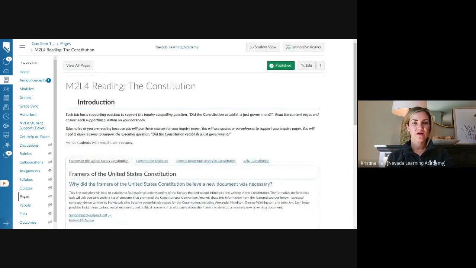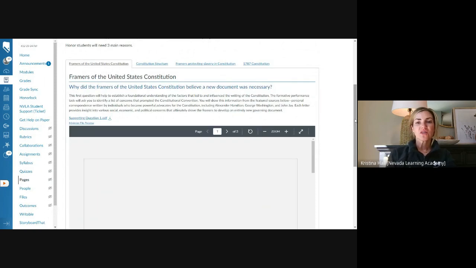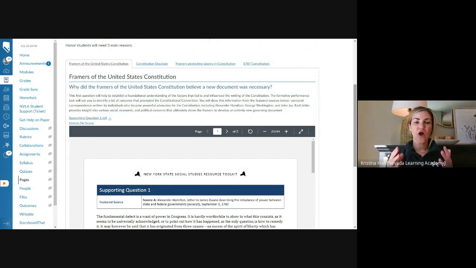On Canvas, all right, here we go. Why did the framers of the United States Constitution believe a new document was necessary? Remember, this is going back and reviewing a little bit. What were some of the issues in the Articles of Confederation? The Articles only set up one branch of government, a legislative branch. There was only a Senate. There was no president, no judicial branch, no centralized military, and no ability to collect tax. It really was a glorified council that didn't have any authority.